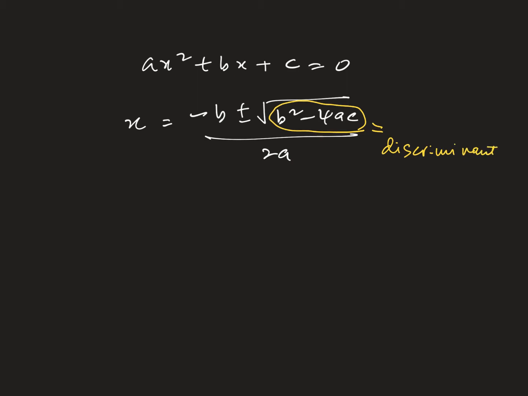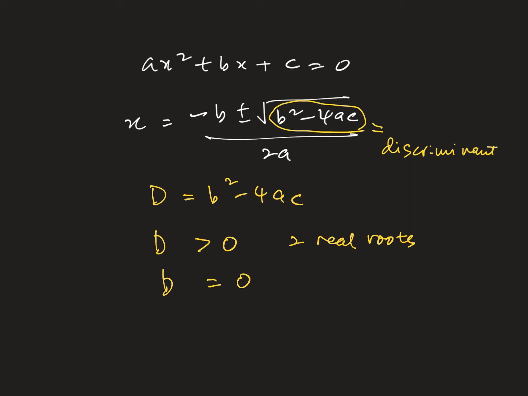The discriminant is denoted as D, which is equal to b squared minus 4ac. If the value of D is larger than 0, then the quadratic equation has two real roots. If D is equal to 0, the quadratic equation has one real root. If D is smaller than 0, then the quadratic equation has no real roots.